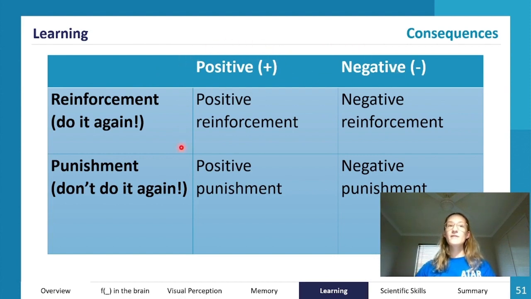So positive, in the case of both reinforcement and punishment, means that something is added. A stimulus or a consequence is added. And negative means a stimulus is taken away. So think plus, something is added, and negative, something is taken away to shape the behavior in the desired way.